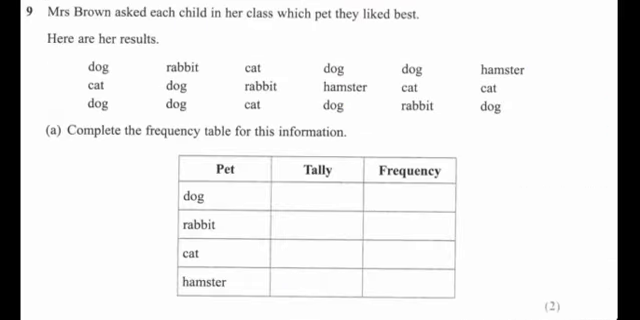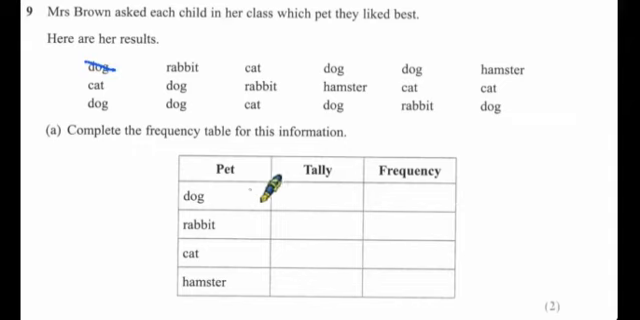Question 9 is in two parts. So part A, Mrs. Brown asked each child in her class which pet they liked best, and she has a set of results here. We're asked to complete the frequency table. So looking at the two columns that are empty, we first have to count up the results in tally and then put the frequency on the end. To count the tally, you can do this a couple of different ways. You could simply first find all the dogs, or you could simply work through the list one at a time.